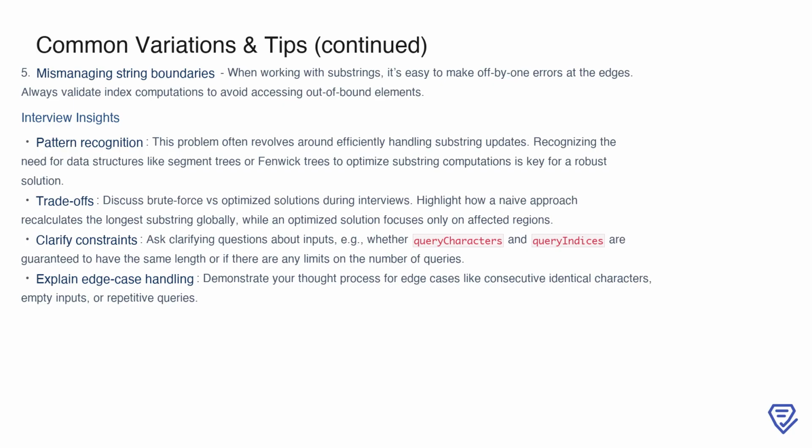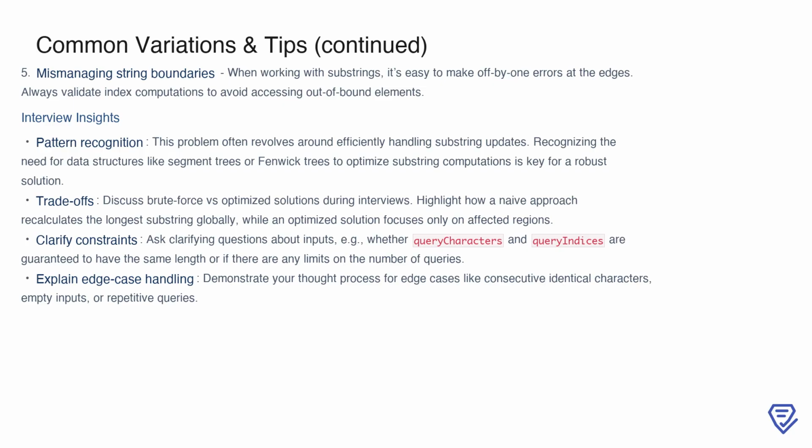From an interview perspective, this problem is a great opportunity to showcase your ability to recognize patterns. Efficient substring updates often require advanced data structures like segment trees or Fenwick trees, so identifying their relevance demonstrates depth in your problem-solving approach. It's also important to discuss trade-offs between brute force and optimized solutions, emphasizing how the naive method recalculates the longest substring globally, whereas optimized solutions focus only on affected regions.